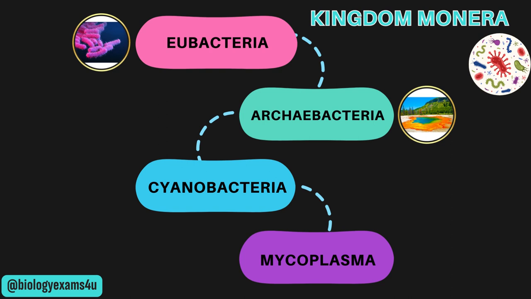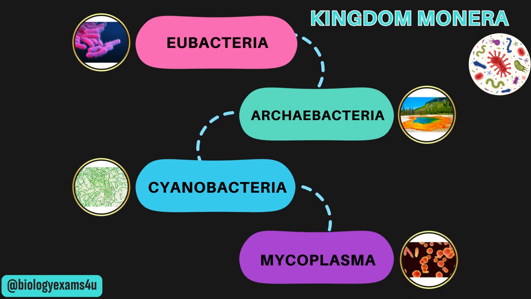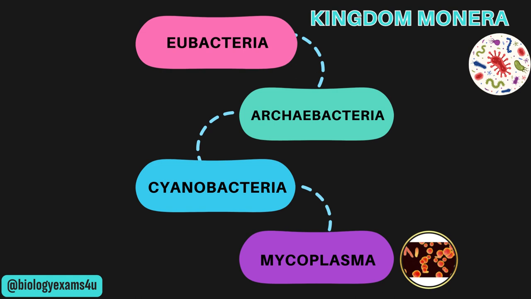Cyanobacteria, also called blue-green algae, are a type of bacteria found in aquatic environments, capable of photosynthesis and fixing nitrogen. Some examples are Nostoc and Anabaena, and finally Mycoplasma. Mycoplasma are a type of very small bacteria that lack a cell wall, making them unique from other bacterial species. Some are pathogenic to plants and animals.